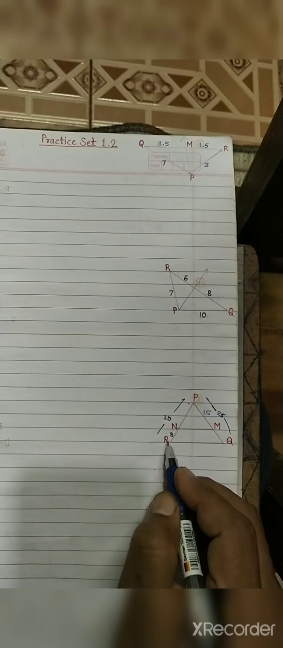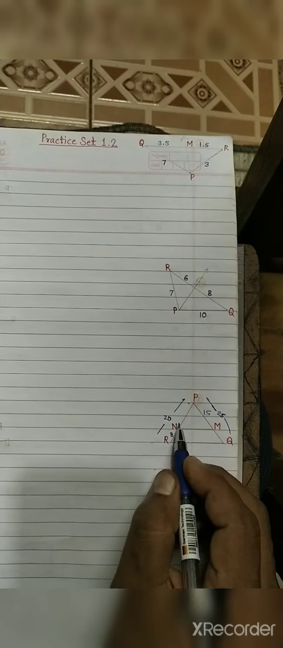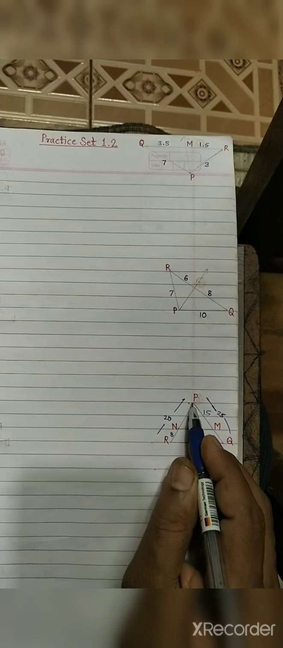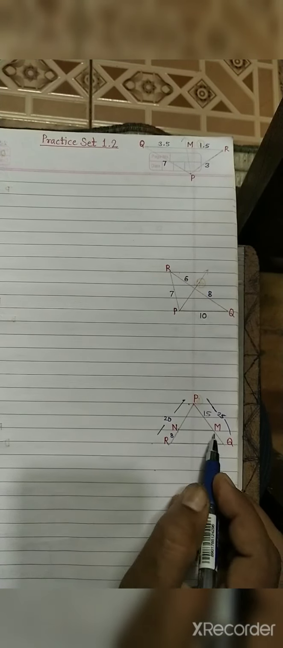So here first of all we have to find side MQ and side PN. Means here PR is equal to 20 and NR is equal to 8. So PR minus NR is equal to PN. Then we will get MQ also with the help of PQ and PM. Means MQ is equal to PQ minus PM. Okay, so let us start now.